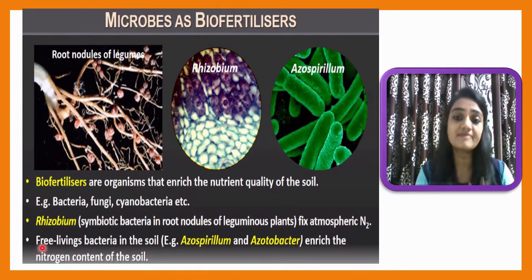But some free living bacteria can also fix atmospheric nitrogen, and such bacteria are azospirillum and azotobacter, which can enrich the nitrogen content in the soil. So these are the free living bacteria, and rhizobium is the symbiotic bacteria. These three kinds of bacteria, rhizobium, azospirillum and azotobacter, can fix atmospheric nitrogen in the soil.